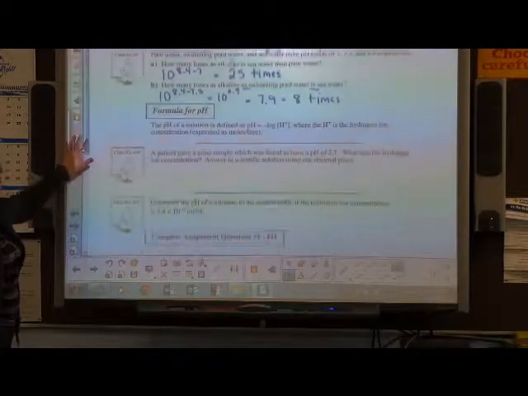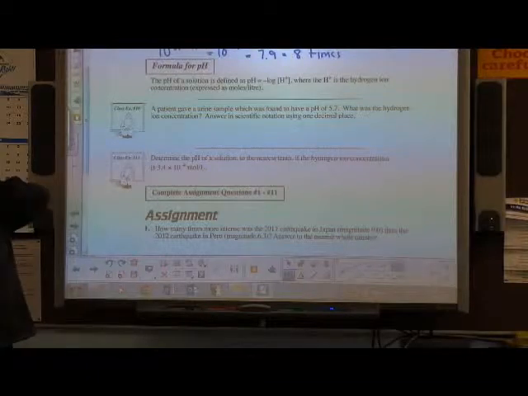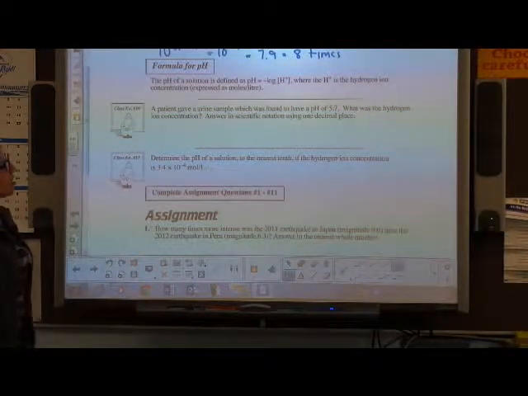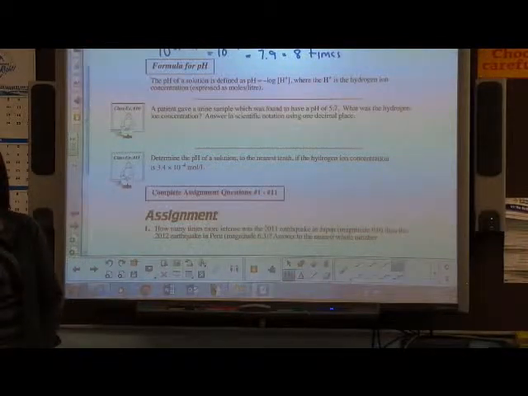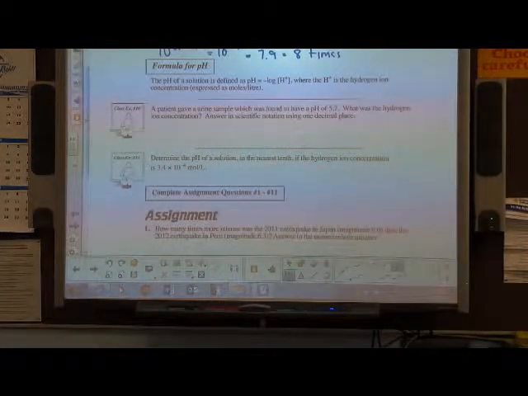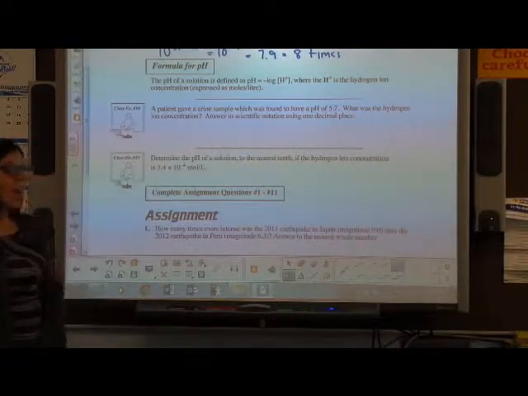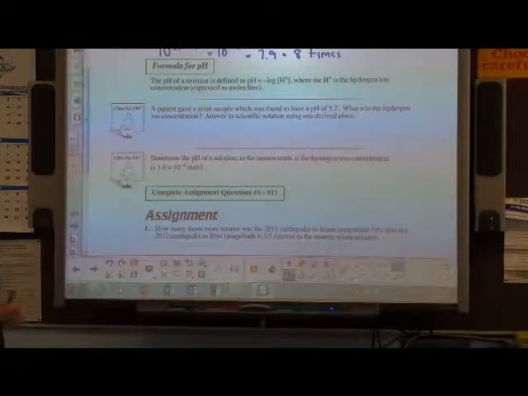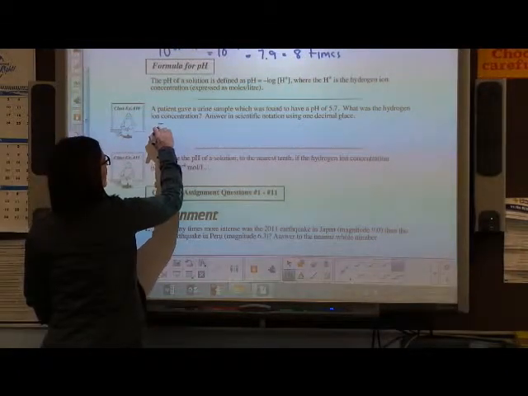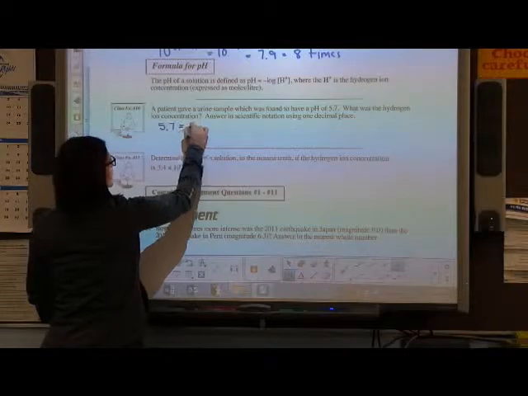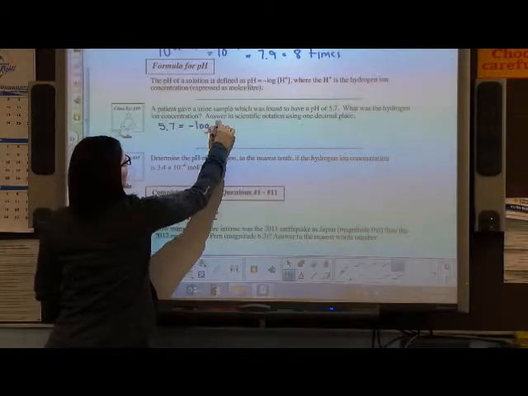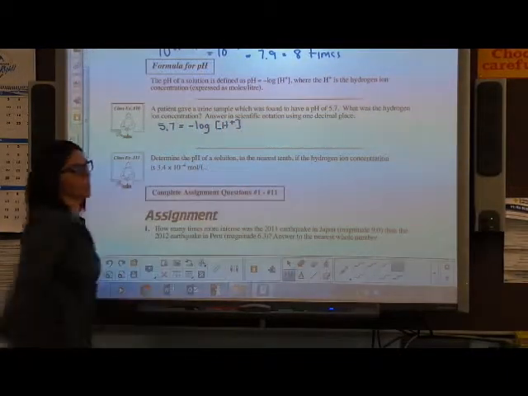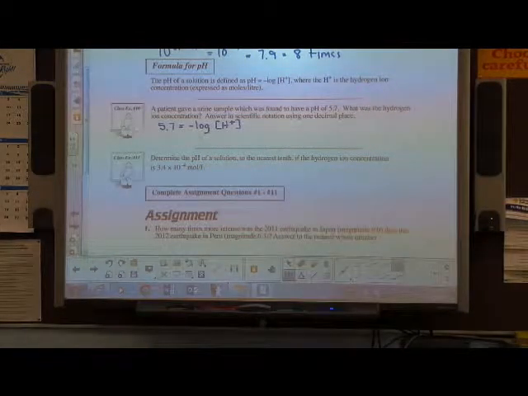Then we have the formula for pH, which I think you've used before. This is the negative log of your hydrogen ion concentration. So a patient gave a urine sample which was found to have a pH of 5.7. What was the hydrogen ion concentration? So if I put this into my formula, I get 5.7 equals negative log H. So how would I isolate the H?